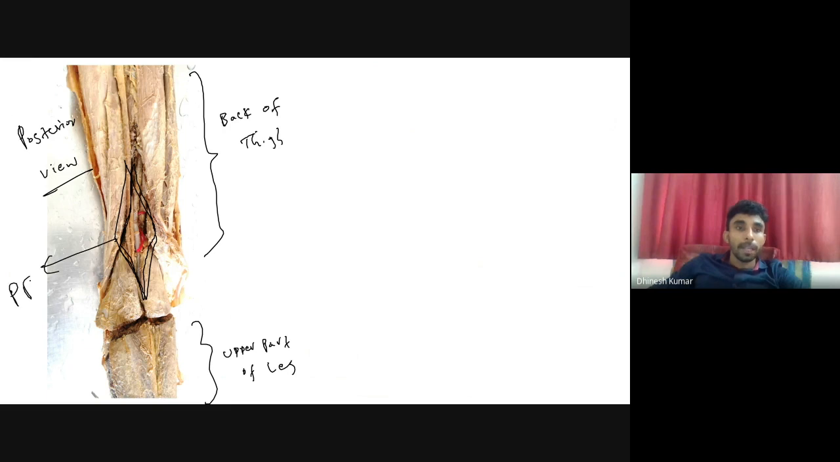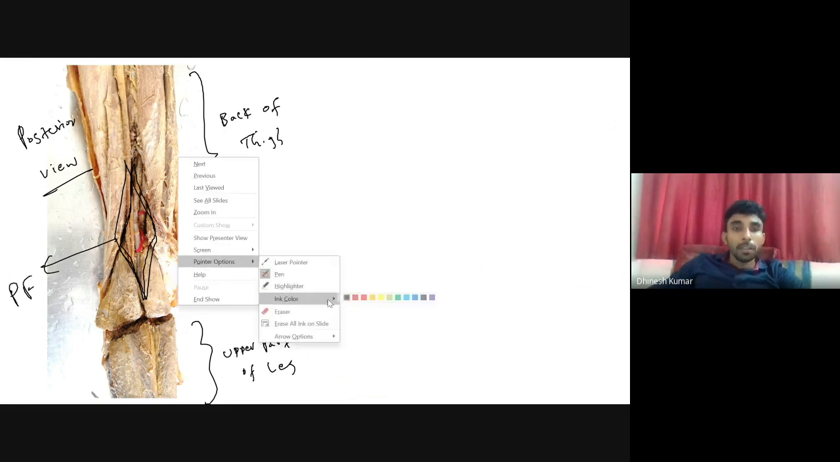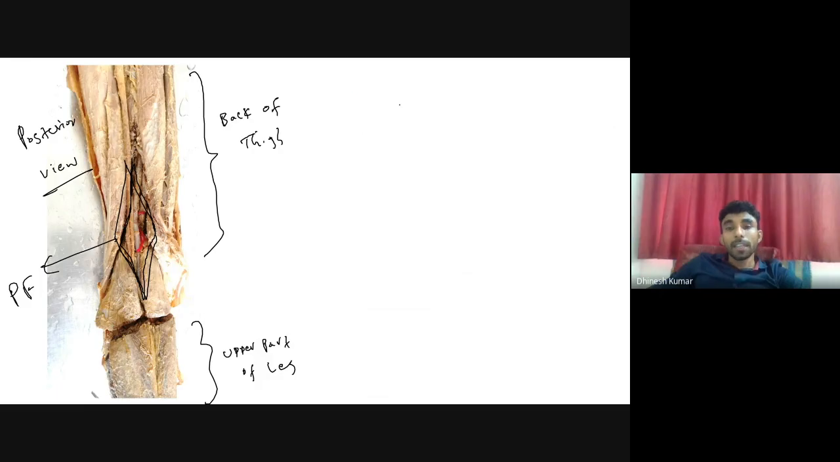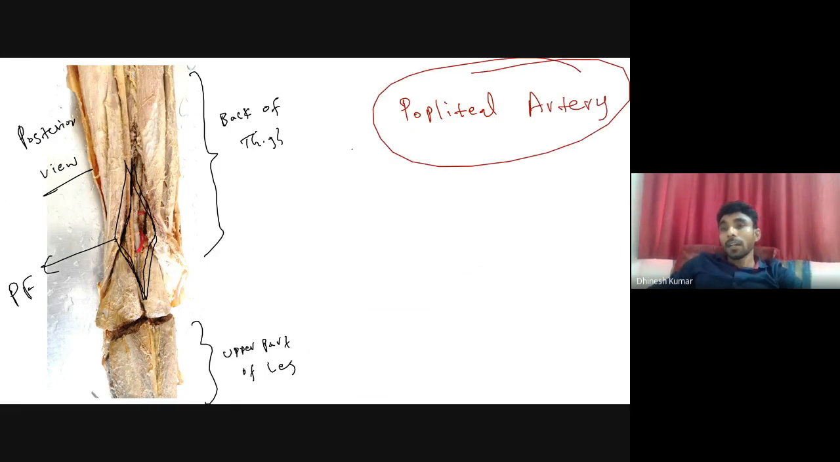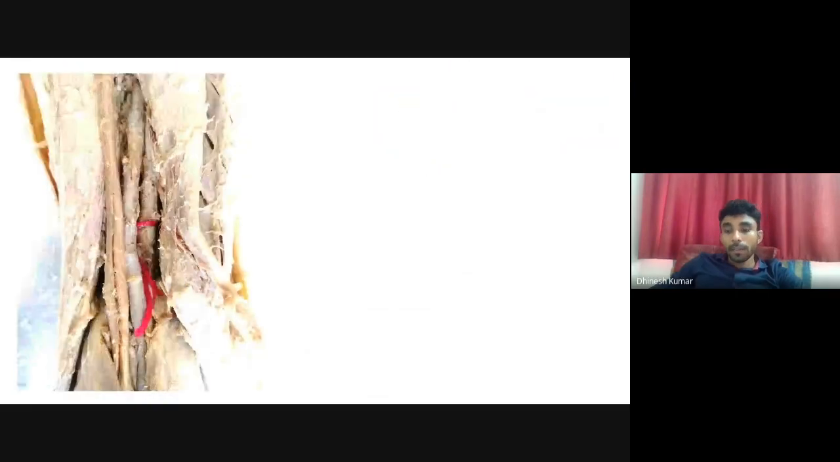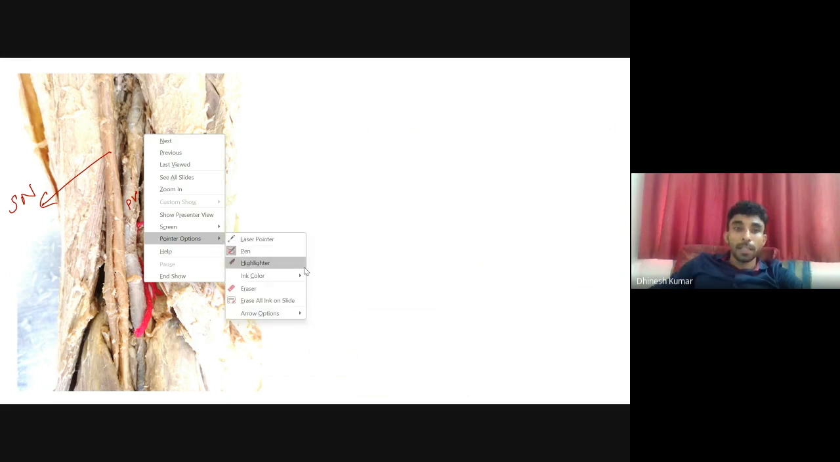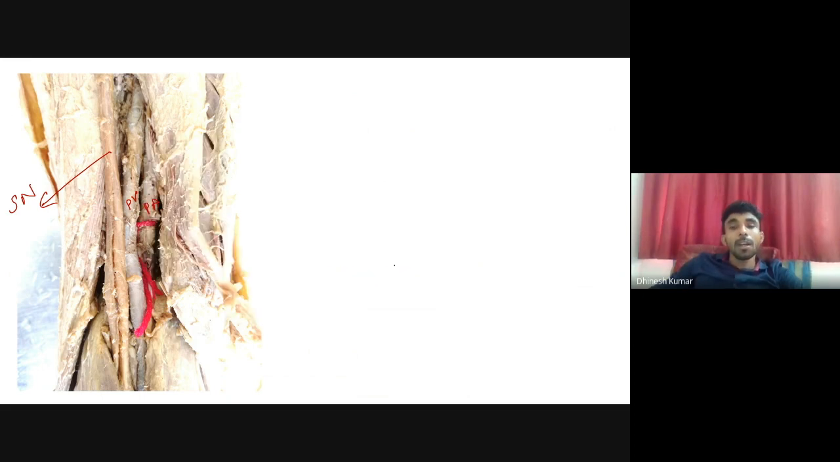Popliteal fossa. Are you able to see one structure is tied within the popliteal fossa? What is the tied structure? Yes, it is the popliteal artery. You can see it clearly in this magnified view. This is the popliteal artery, this is the popliteal vein, and this is the sciatic nerve, which will divide within the popliteal fossa into two branches, namely the tibial nerve and the common peroneal nerve.